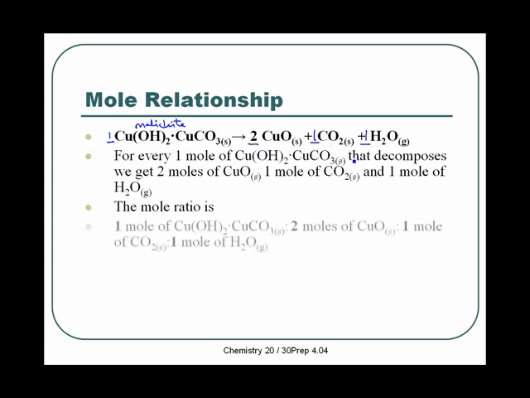We can write that as a ratio. We can say the ratio would be a 1 to 2 to 1 to 1 ratio. So for every 1 mole of malachite, we get 2 moles of copper 2 oxide, 1 mole of carbon dioxide, and 1 mole of water. And we can talk about any set of 2 using this ratio. We can talk about the relationship between malachite and copper oxide, between carbon dioxide and copper 2 oxide, or between water and malachite. Any set of 2, we can talk about the relationship.